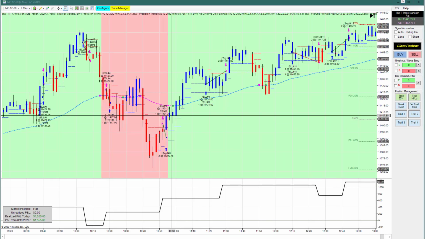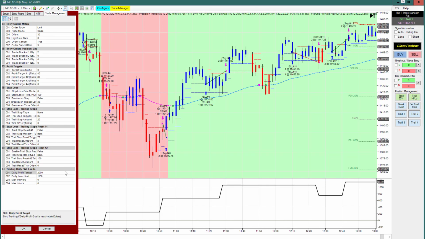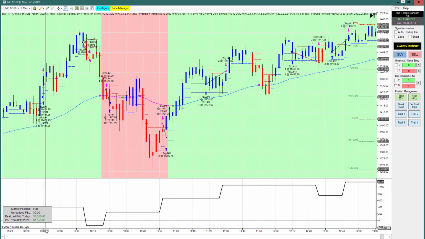Okay, this is the 2-minute chart with a 5-minute chart higher time frame, and this is traded in Sim. This has a $2,000 goal, 1150 loss limit. I like this because it's almost 2-to-1, and it's just 2 contracts all out at 40 ticks, so that's $200 a contract. So each trade is $400.